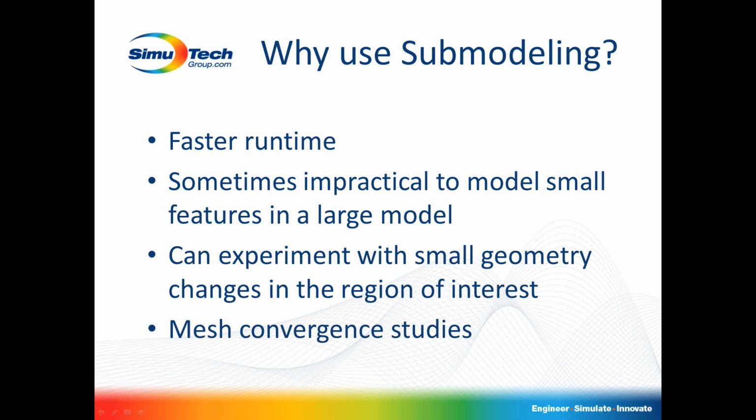Submodeling is especially useful in analyses that require repeated solves, like design studies for fillet radii or mesh convergence studies. In a design study, for example, the coarse model would only need to be solved once, and fillet radii or other small features could be changed and analyzed quickly using the submodel. Now that we've discussed what submodeling is and why it's useful, let's go through the process of submodeling in ANSYS 14.5.